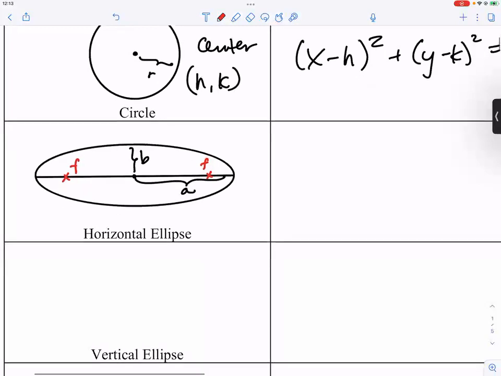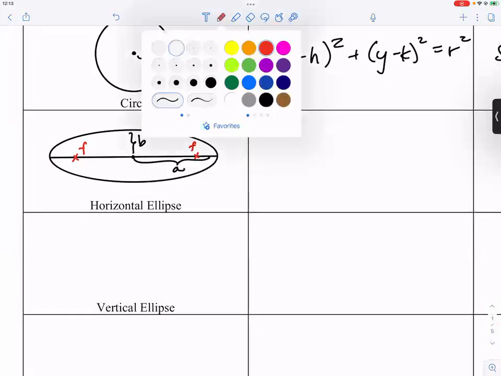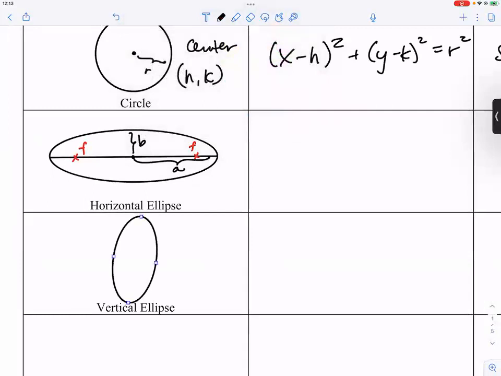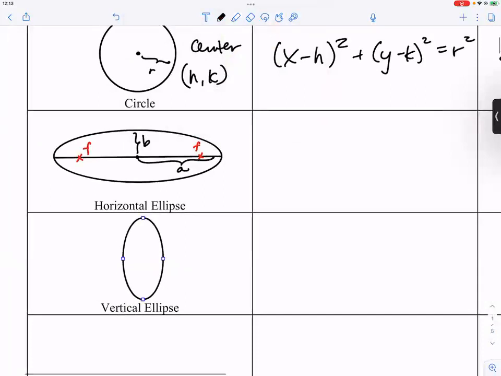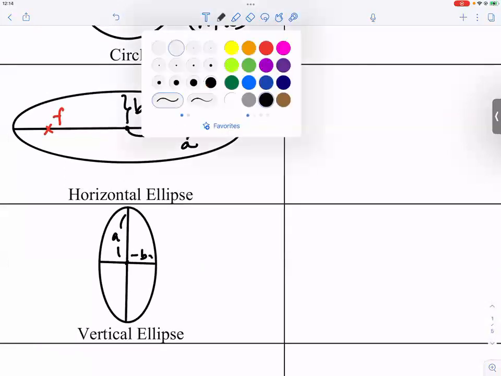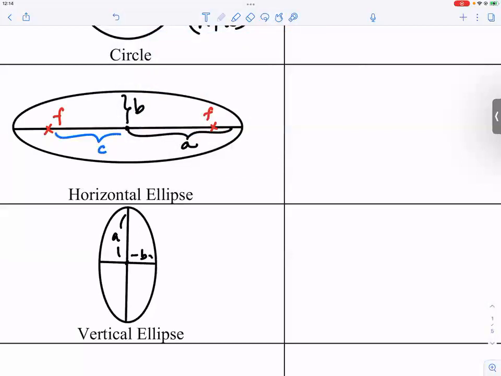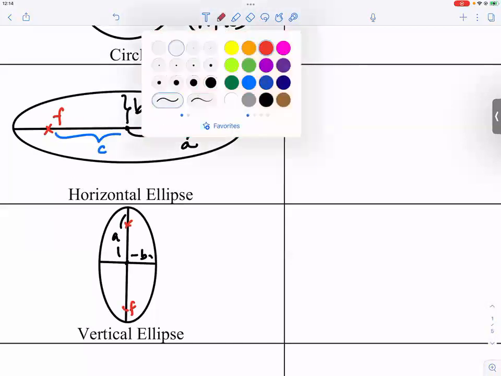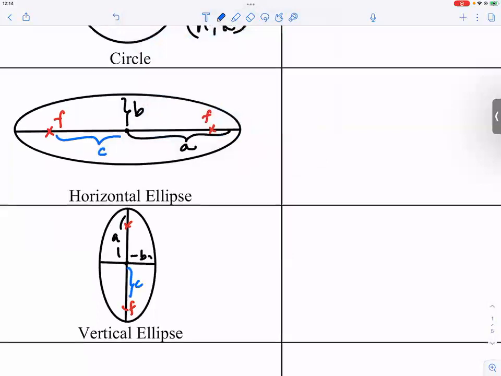right? So and if you draw the vertical ellipse, right, you still have a center, you still have the major axis. Okay, so this is your a, this is your b. Oh, I didn't label the c. Well, this is the c because it's the distance from the center to the focus. So this is the focus, then our c value would be here.